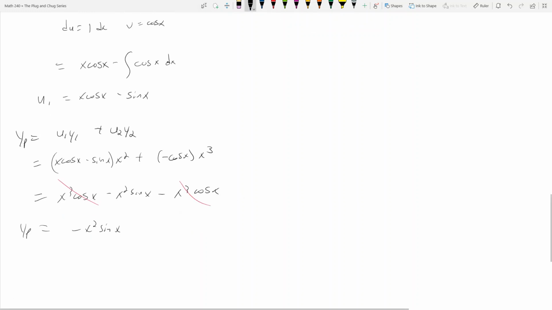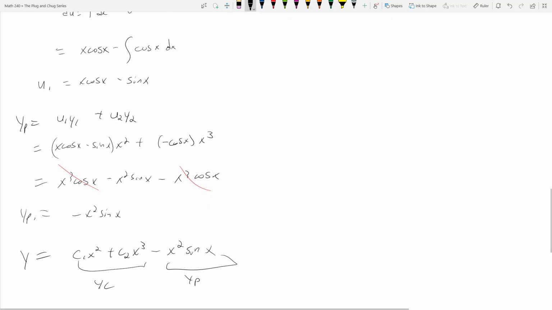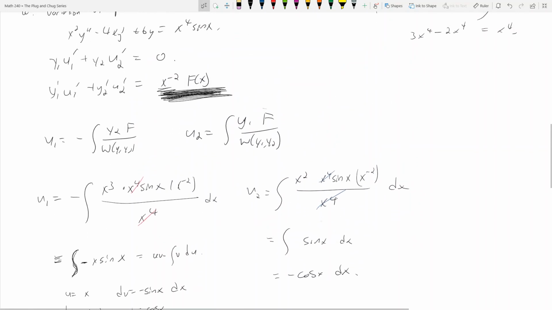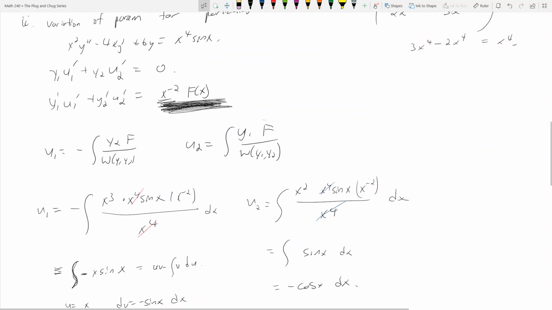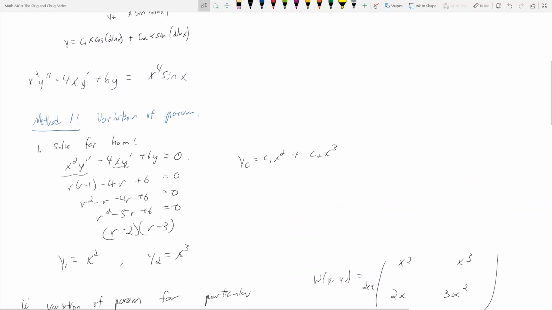Okay, and then the general solution is the homogeneous, which is c1 x squared plus c2 x cubed, minus the particular x squared sine x. So this is yc, and this is yp. Okay, and that's how you use the variation of parameters method to solve for the particular solution in this case. All right, and that's just method one.